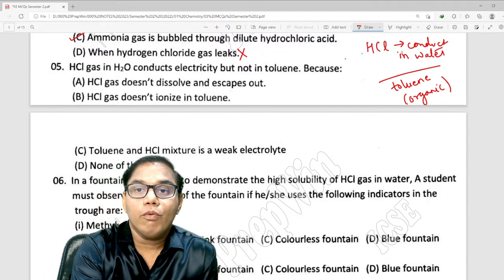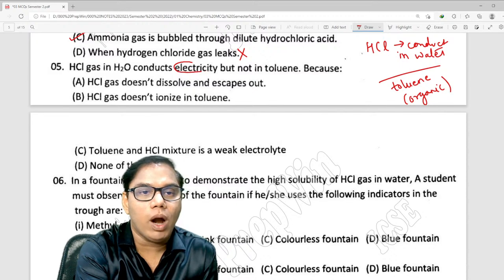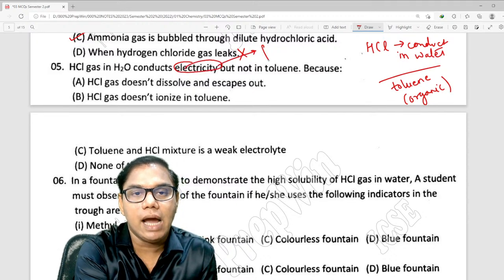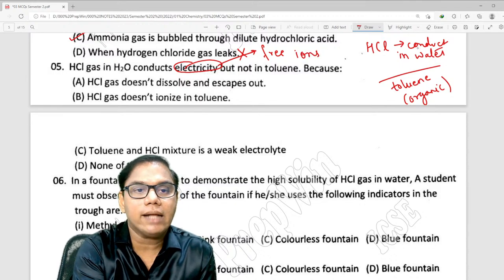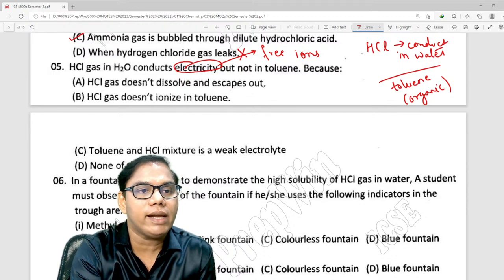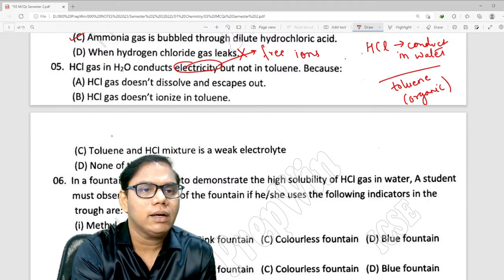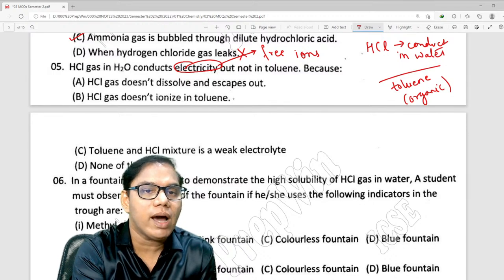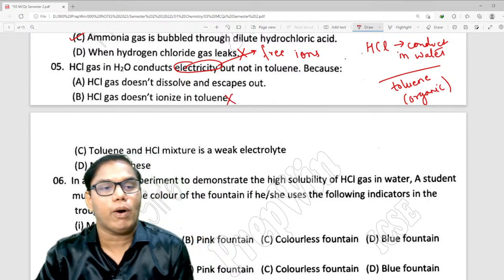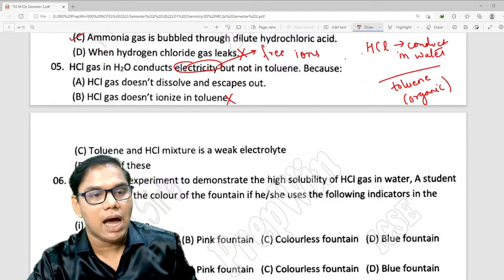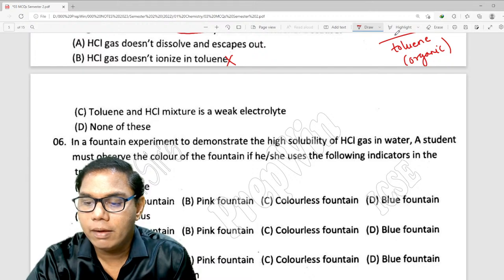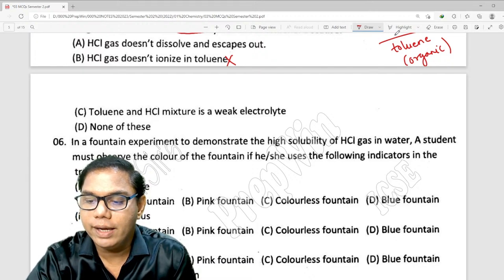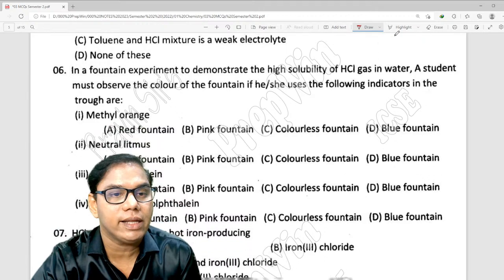For conducting electricity, what you require is free ions. And when HCl is dissolved in water, the gas does not just dissolve and escape out; it ionizes. In toluene, an organic compound, it does not ionize and does not produce ions. So this is the correct answer, right? This is the correct answer. Fine, yes. Most of you are giving the correct answer.